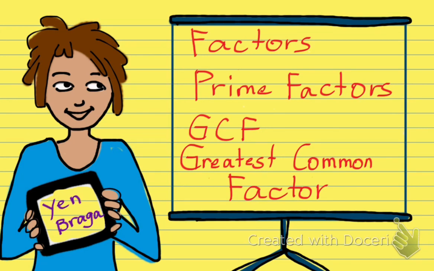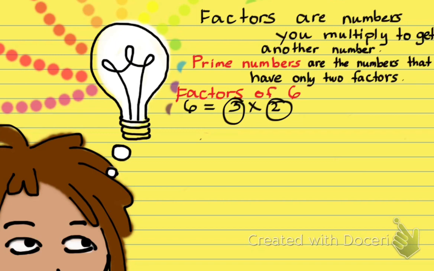For today's video, we will be learning about factors, prime factors, GCF or the greatest common factor. So when we talk about factors, they're the numbers that you multiply to get another number. For example, factors of 6. So we multiply 3 times 2 equals 6. So factors of 6 are 3 and 2.